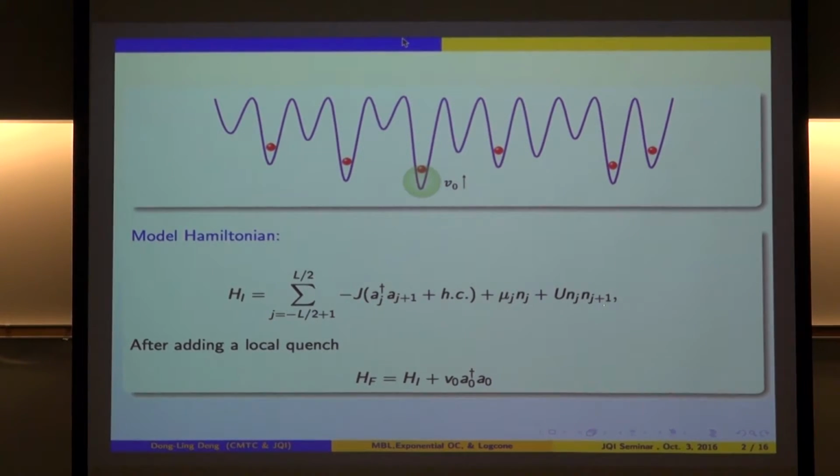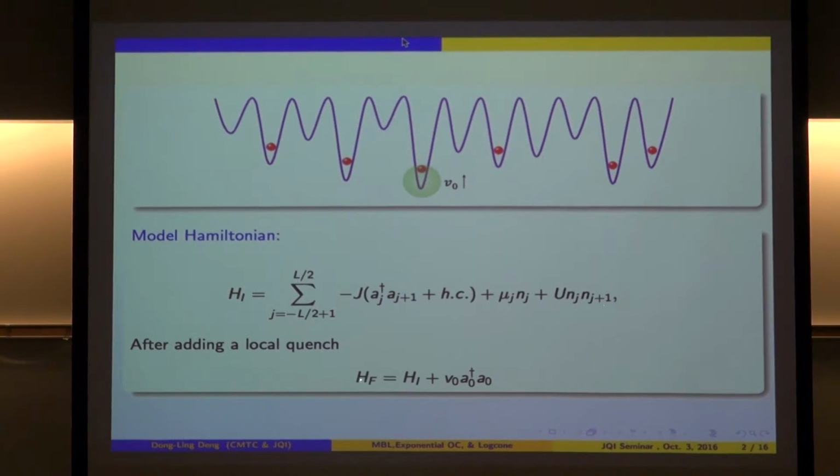In this talk, we will only focus on the localized regime, which means we have very strong random disorder. And by localization, I mean that the system does not have any charge conductance or thermal conductance even at finite temperature. And we quench the Hamiltonian by adding a local, repulsive onsite potential at site 0.